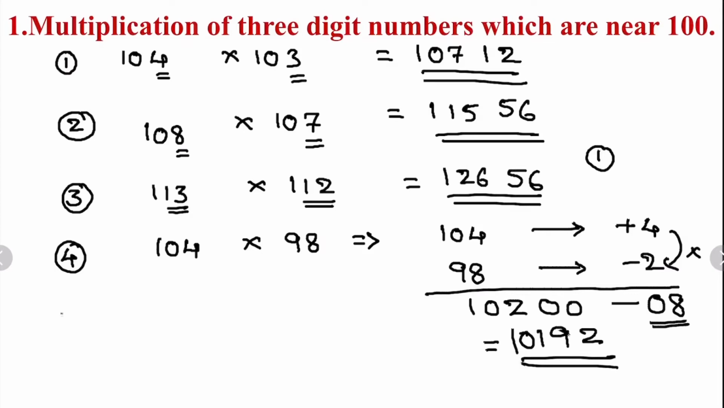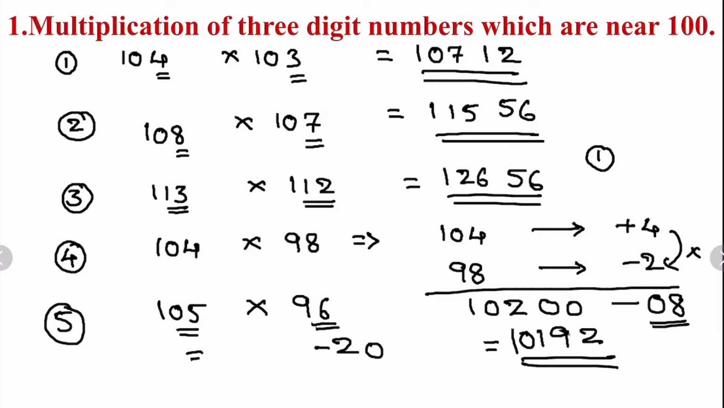If you go with another example, 105 multiplied with 96. 105, how much more than 100? 5. 96, how much less than 100? 4. So 5 into 4, 20. So plus into minus, minus. So 105 minus 4, 101. So the answer is 10080.